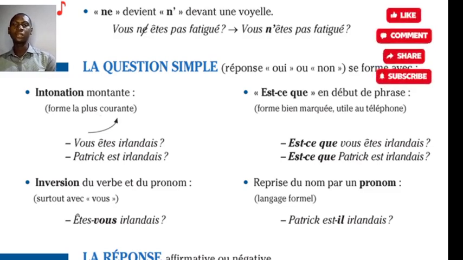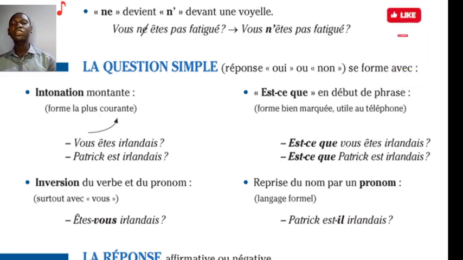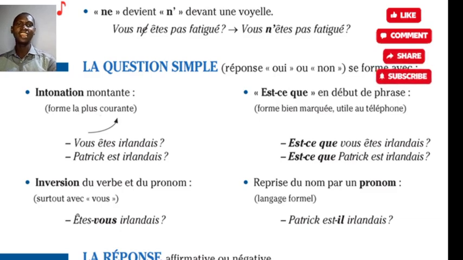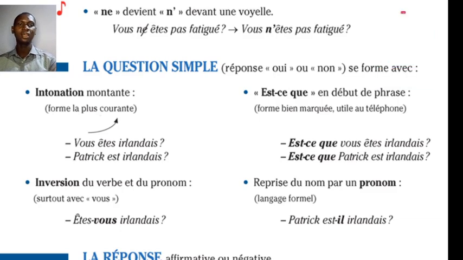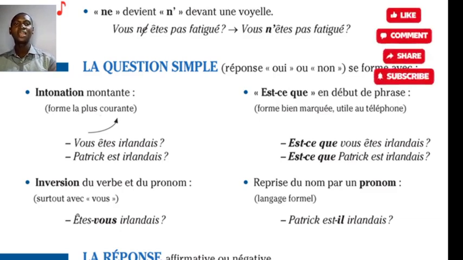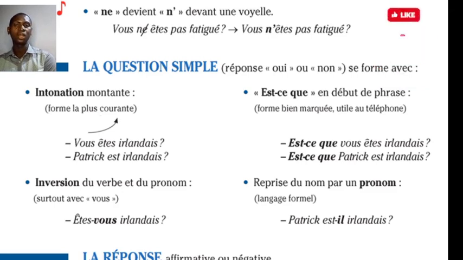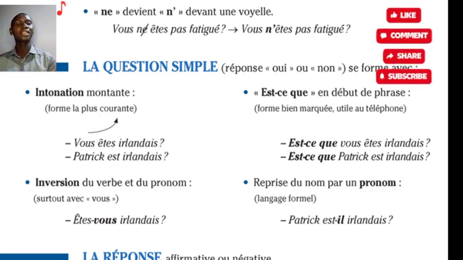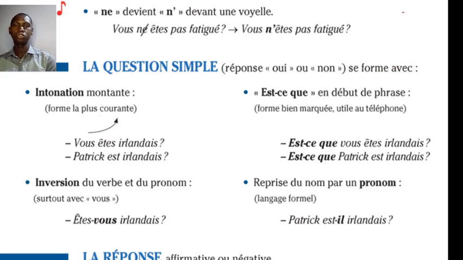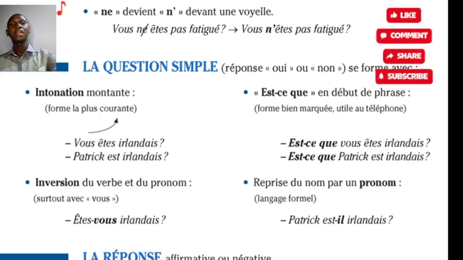Now, instead of saying vous êtes irlandais or êtes-vous irlandais, I will say est-ce que vous êtes irlandais. You see it on the right side. Est-ce que vous êtes irlandais? Or I can simply say for the second question, est-ce que Patrick est irlandais? So you can put est-ce que in the place of the voix montante, the intonation. But when you are inverting the subject and the verb position, you cannot use est-ce que in that format. So that is what you should take note of.